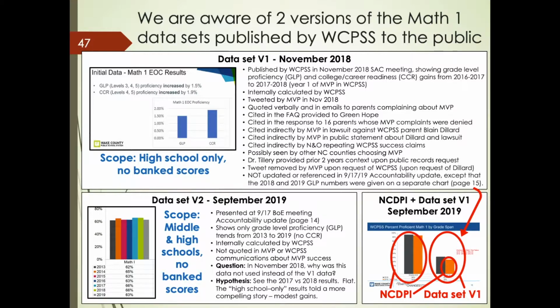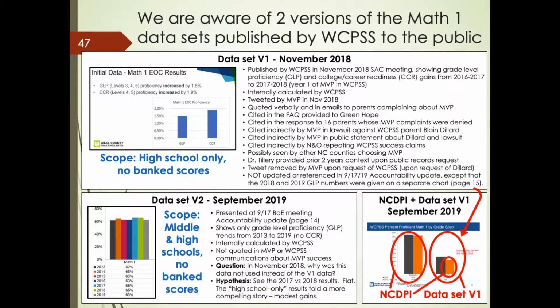It's been quoted verbally and in emails to parents complaining about MVP on many, many occasions. It was cited in the FAQ provided to Green Hope. It was cited in the response to 16 parents whose MVP complaints were denied. It was cited indirectly by the News and Observer, repeating WCPSS success claims, and these numbers have possibly been seen by other North Carolina counties choosing MVP. Eventually, after I submitted a public records request, Dr. Tillery provided a 2-year context to this data. Eventually, the tweet that I mentioned before was removed by MVP. That was around April timeframe.